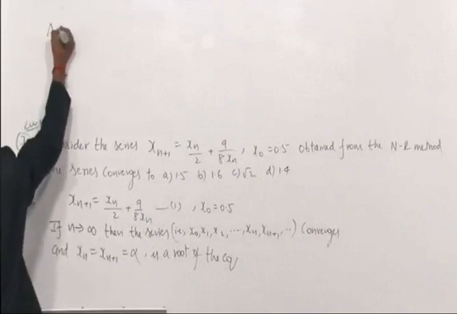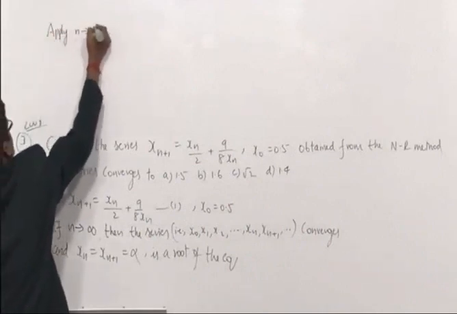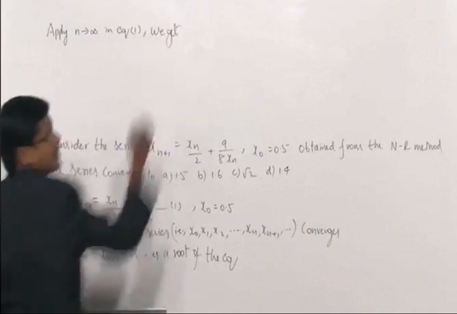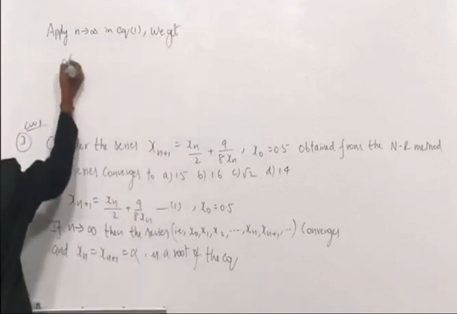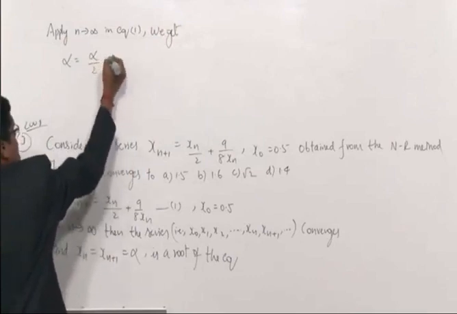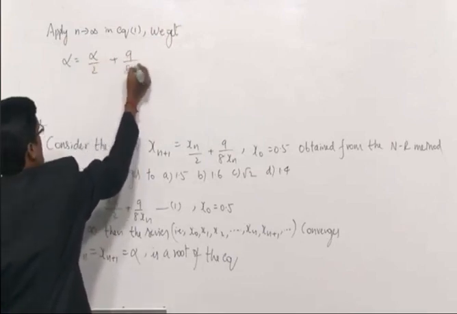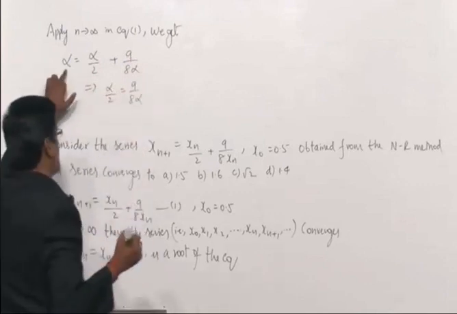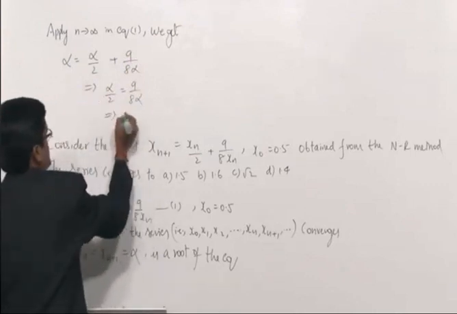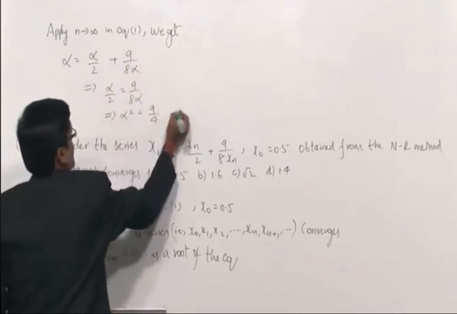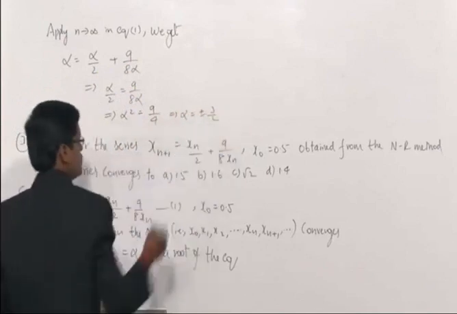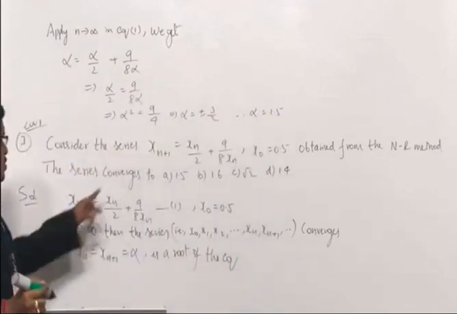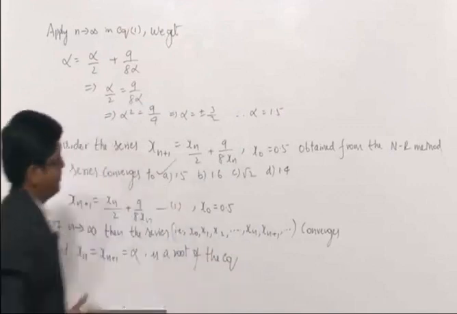Now apply n tends to infinity in equation 1, we get alpha is equal to alpha by 2 plus 9 by 8 alpha. This simplifies: bring alpha by 2 to the left side, it simplifies to alpha by 2 is equal to 9 by 8 alpha, cross multiply. So alpha square is equal to 9 by 4, alpha is equal to plus or minus 3 by 2. So therefore alpha is equal to 1.5 or minus 1.5. But according to the options, there is no negative value. So the option is A.